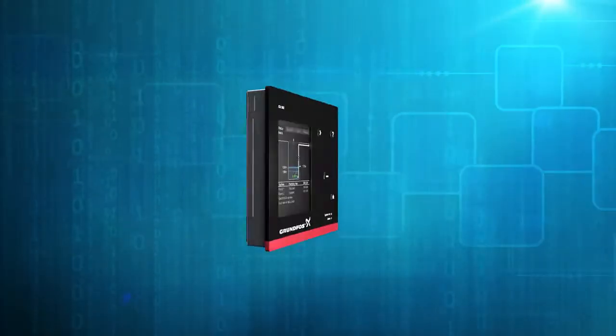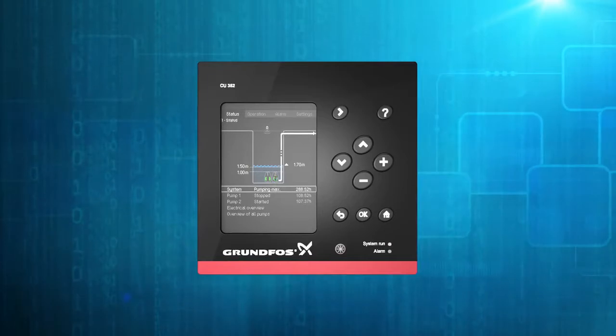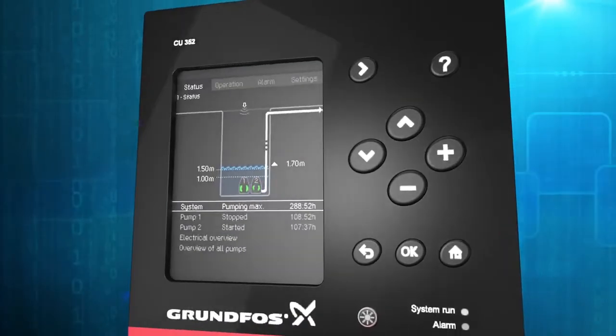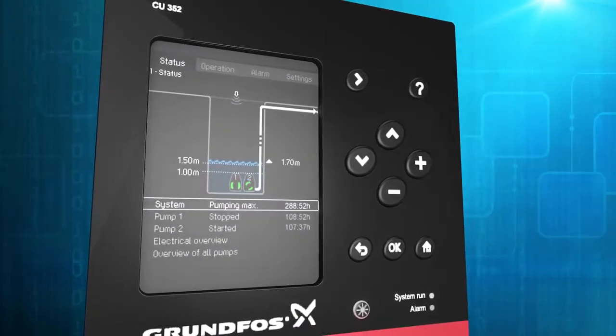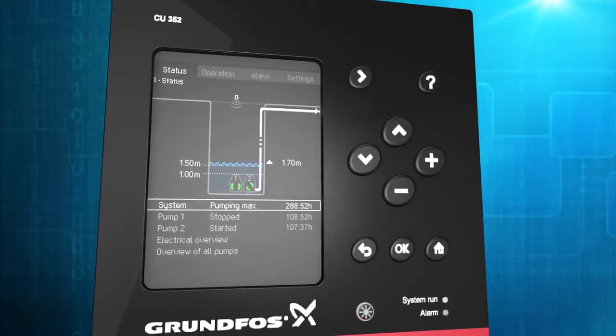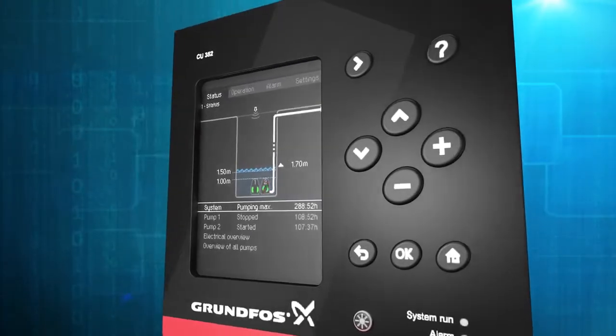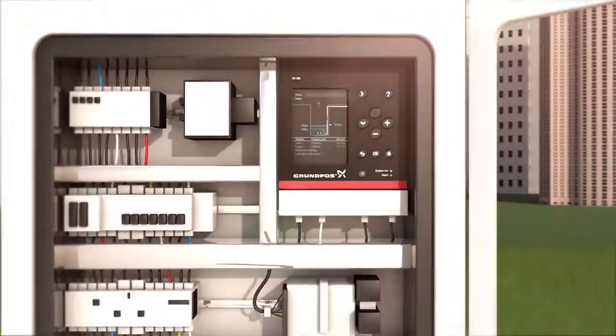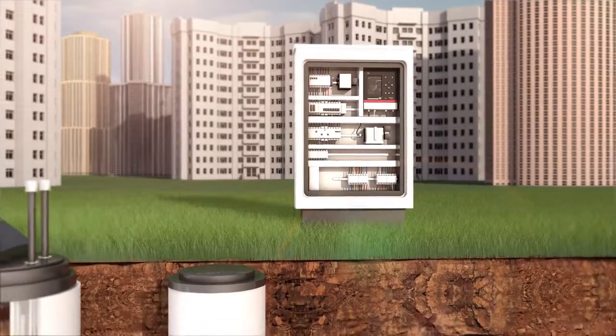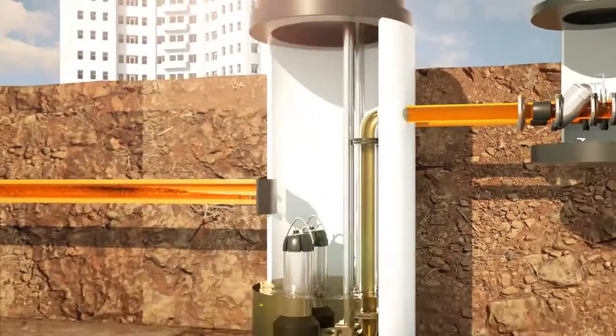Controlling and protecting the pumps is a must, but thanks to the Grundfos dedicated controller, operation of the pumps is optimized. And not only the pumps: the Grundfos dedicated controller secures trouble-free operation of the pit and discharge pipes, making the entire system reliable, safe, and environmentally friendly.